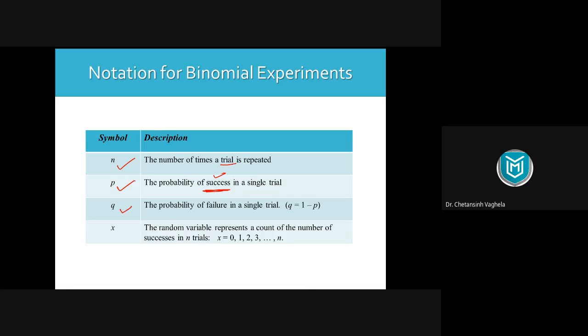If p is the probability of success, then q is the probability of failure. And we know that the total probability must be 1. So for each and every time, small p plus q will be 1. So if we have a value of p, then surely we can identify the value of q. P is 1 minus q, or in other words, q is equal to 1 minus p.